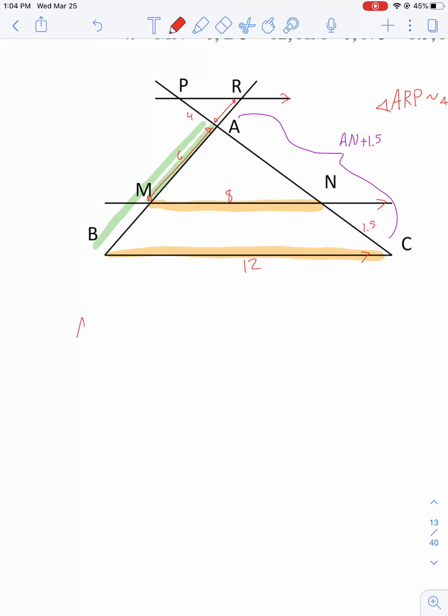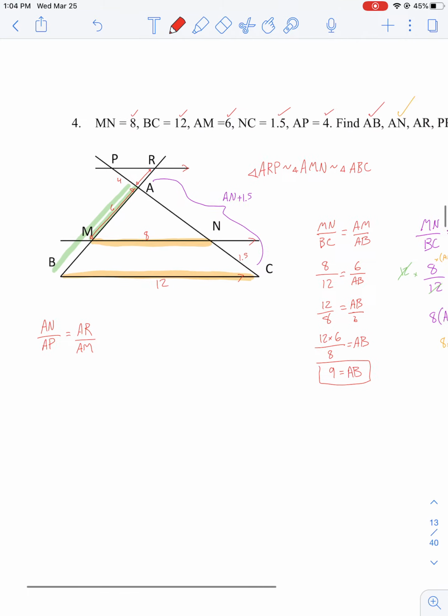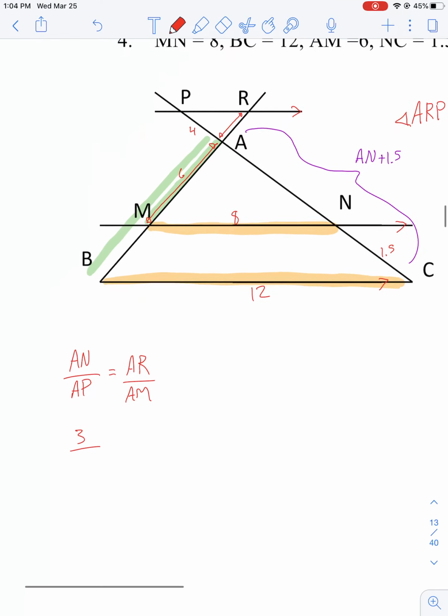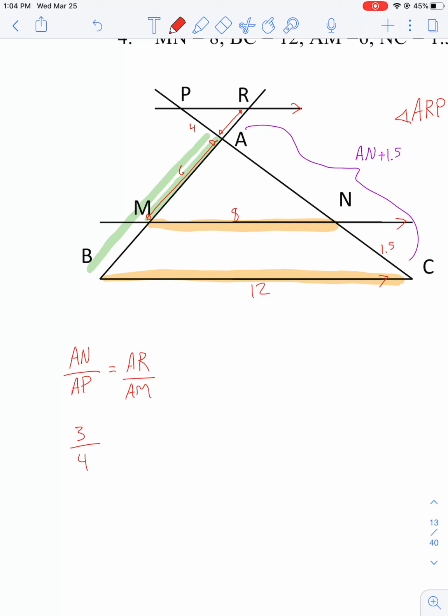And say that A to N is A to P, so that ratio there, AN to AP, because we now know what AN is. So that's the ratio we're going to know, equal to the same ratio of AR, which we don't know, to AM, which we were given. So AN, as we just found, was 3, divided by AP, which we were given, was 4. I'll write that 3 in there just to remind myself.